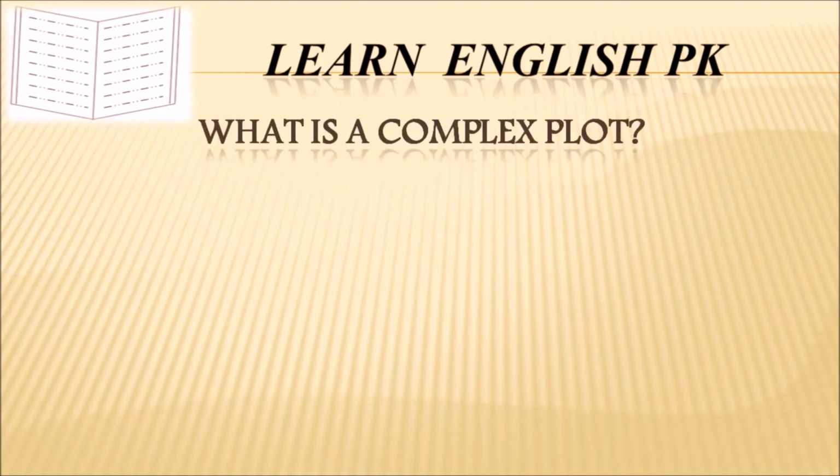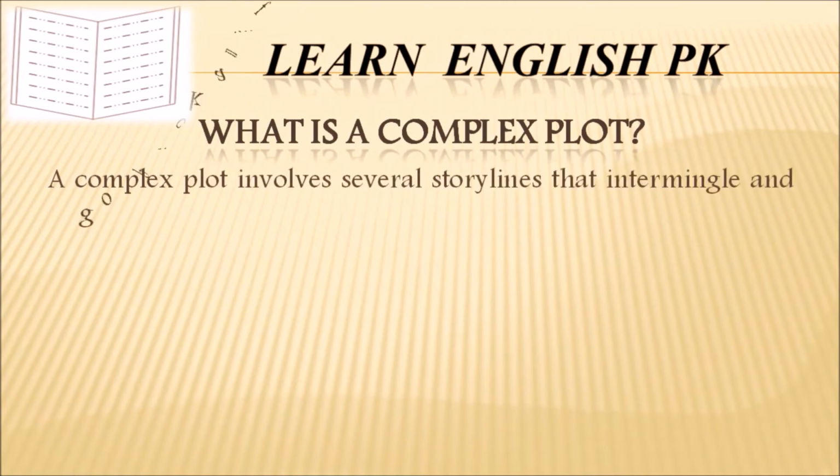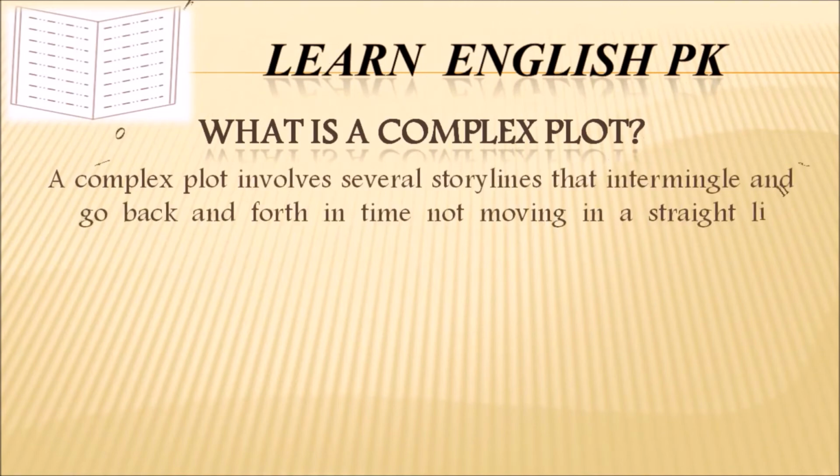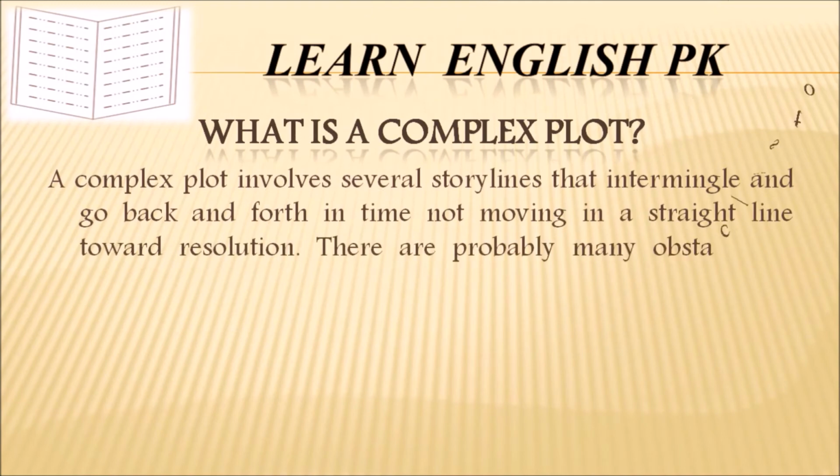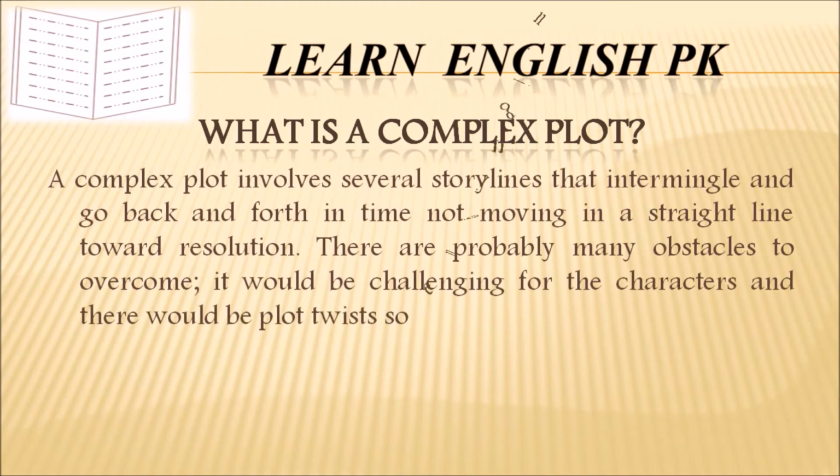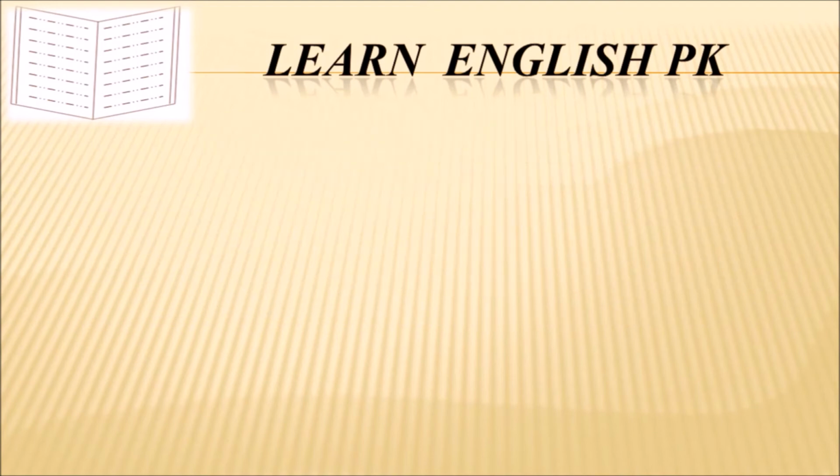What is a complex plot? A complex plot involves several storylines that intermingle and go back and forth in time, not moving in a straight line towards resolution. There are probably many obstacles to overcome. It would be challenging for the characters and there would be plot twists, so ending is not predictable.